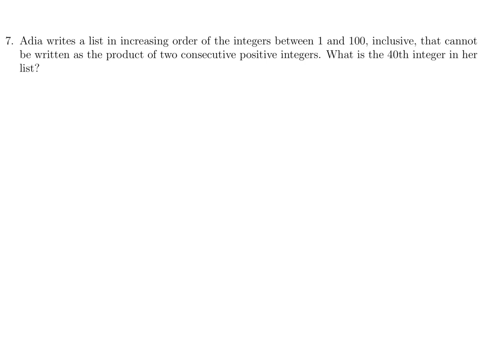Adia writes a list in increasing order of the integers between 1 and 100, inclusive, that cannot be written as the product of two consecutive positive integers. What is the 40th integer in her list?